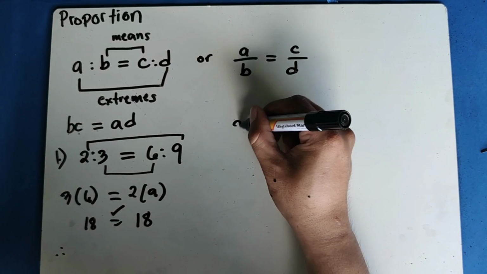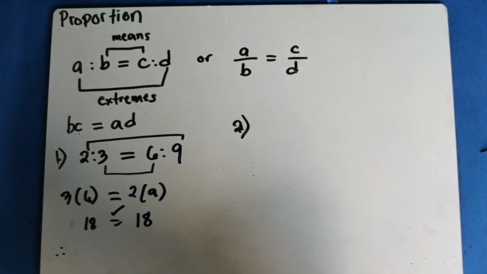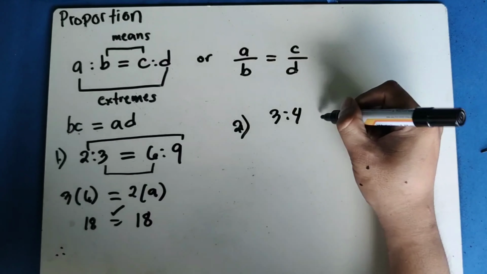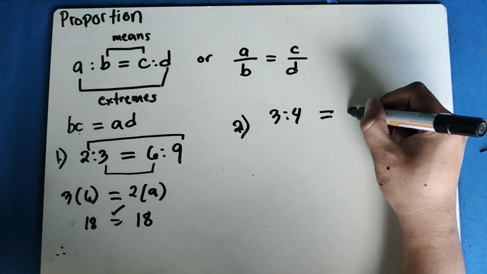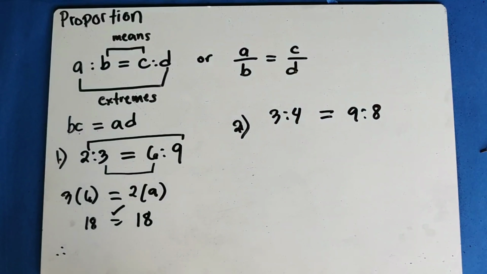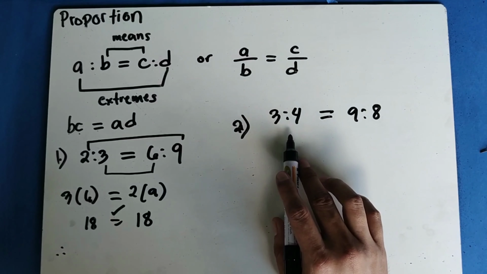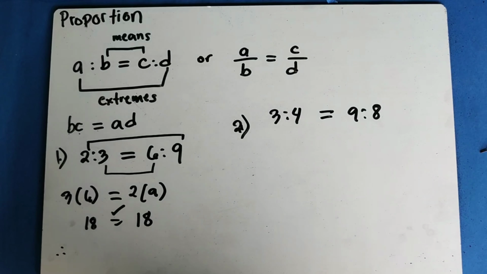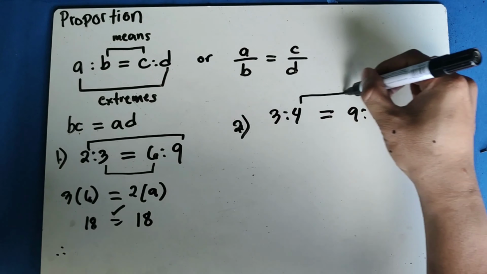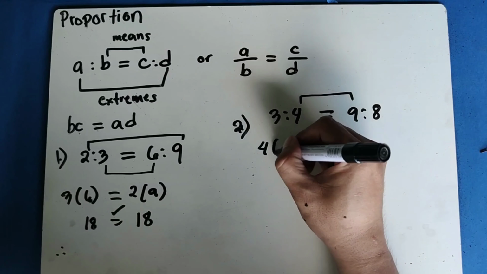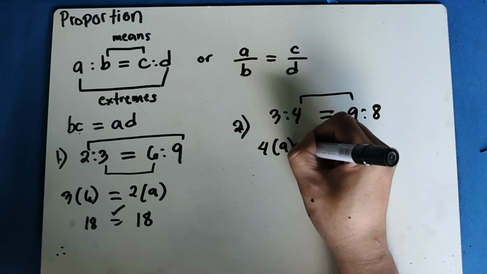Okay. Number 2. Let's identify if 3 is to 4 is proportion to 9 is to 8. Let's identify if these two ratios are proportion with each other. So, let's start. The product of the means, 4 times 9, is equal to the product of the extremes, 3 times 8. 4 times 9 is 36, and 3 times 8 is 24.